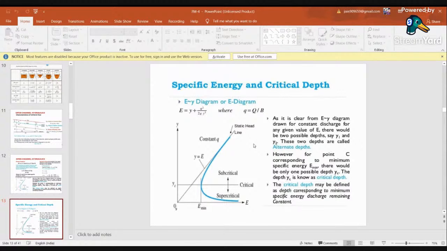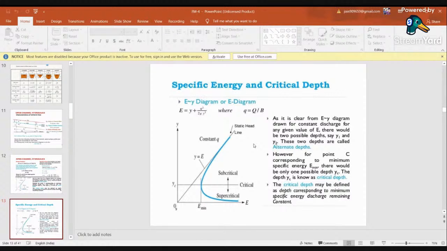Here, if you plot this equation for only potential energy, that is E equals y. Your y is nothing but the potential energy, and your q square by 2g y square is your kinetic energy. So specific energy is the summation of potential energy plus kinetic energy. If we assume that there is no kinetic energy, that your water is at rest and not moving anywhere, then E must equal y. So you will get a straight line equation, or a static head. That is, your energy will be directly equal to the depth of the channel. Okay, that is E equals y, and that straight line will be inclined at 45 degrees.